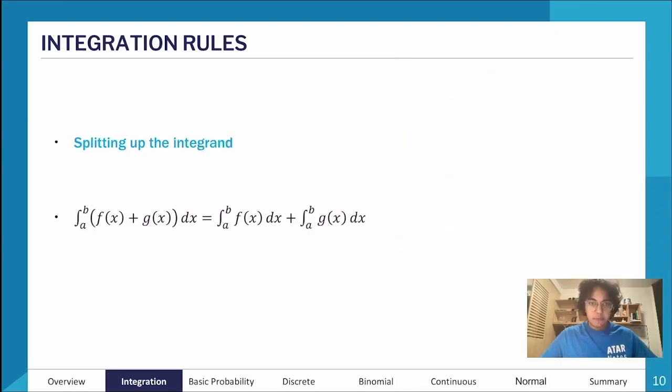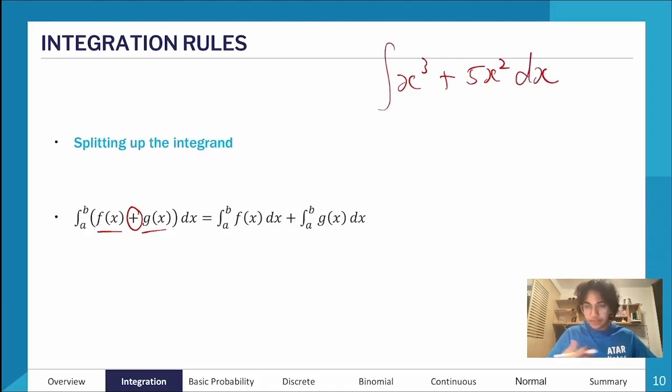Okay, another thing we can do is that if we have two functions that are being added, it's really important that they're being added. If they're being multiplied, you can't do this. If they're being added, you can just split them up into two different integrals like so. So sometimes, if you see a function like this and you get pretty confused and you don't know how to integrate it all in one go, that's all good. Or maybe you're just double checking your answer. It's perfectly fine to just split it up into two integrals like this.